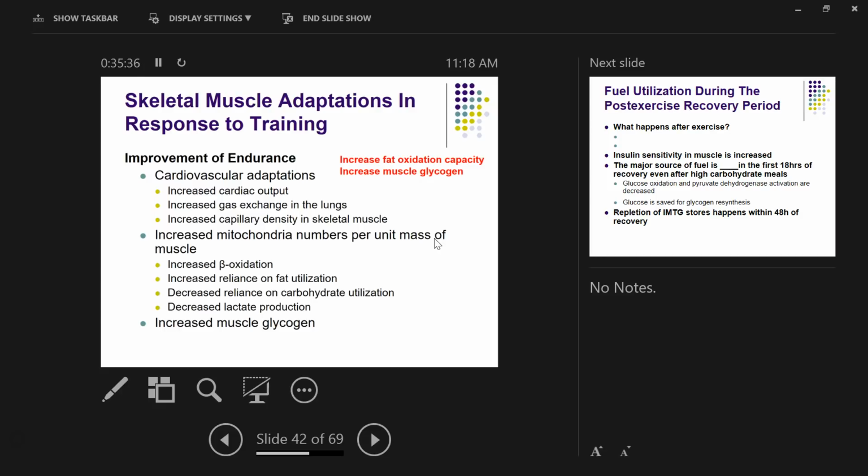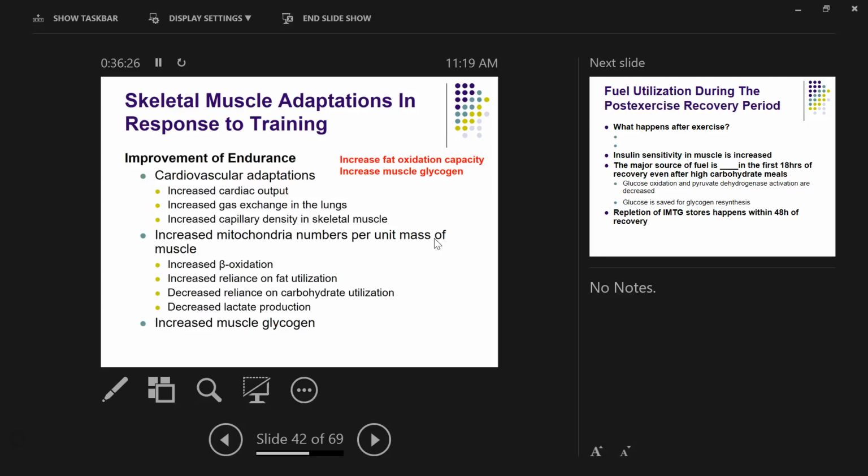And that also will help us to reduce the lactate production, right? The lactate basically is associated with the fatigue, right? So fatigue is a big issue, I guess, to affect the performance. So if we have a reduced lactate production, it is less possible that fatigue will happen, right? And lastly, the muscle glycogen can also be increased after training, right? So increased muscle glycogen is also one of the adaptations to training, right?